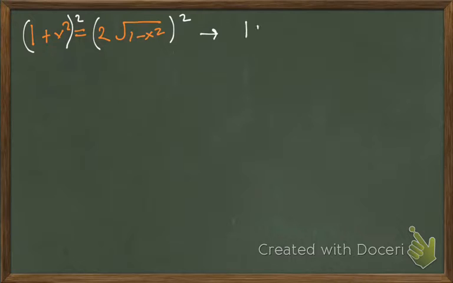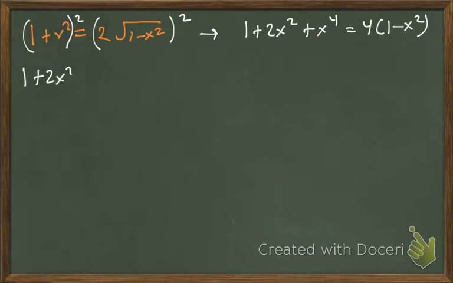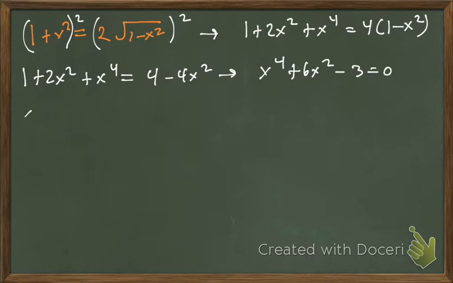That'll undo the square root. So foiling 1 plus x squared times 1 plus x squared will give us 1 plus 2x squared plus x to the 4th. And then we'll have 4 times 1 minus x squared. Distribute the 4: 4 minus 4x squared. This is a 4th degree polynomial, which is kind of like a quadratic. So we'll add 4x squared to both sides and also subtract 4. We have x to the 4th plus 6x squared minus 3 is equal to 0.